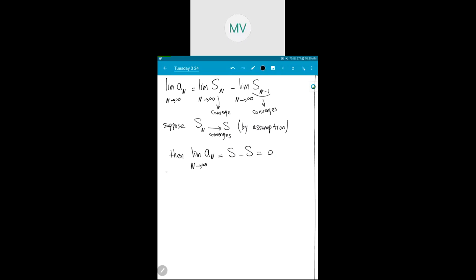Any question on that? So let me write down the summary of the theorem again. If the sum of a_n from 1 to infinity, or 0 to infinity, converges, then a_n approaches 0. All right.